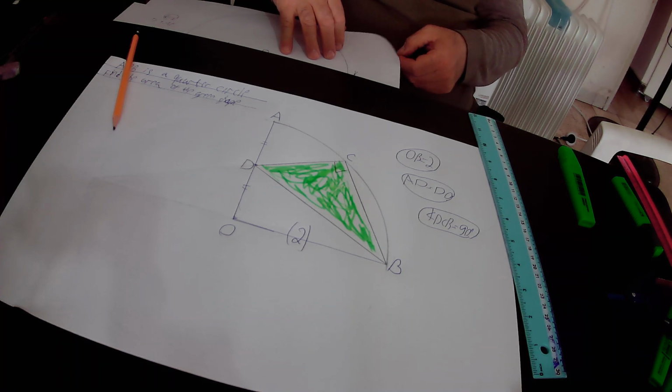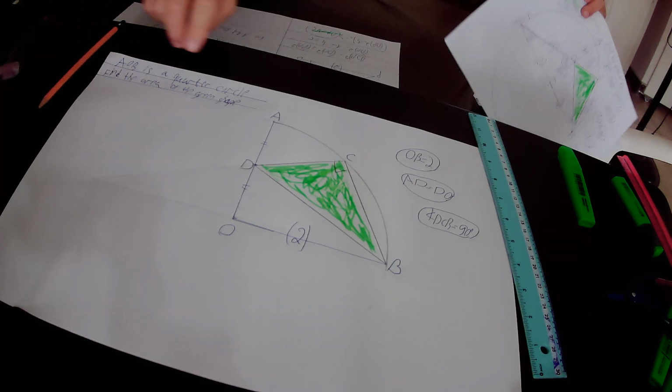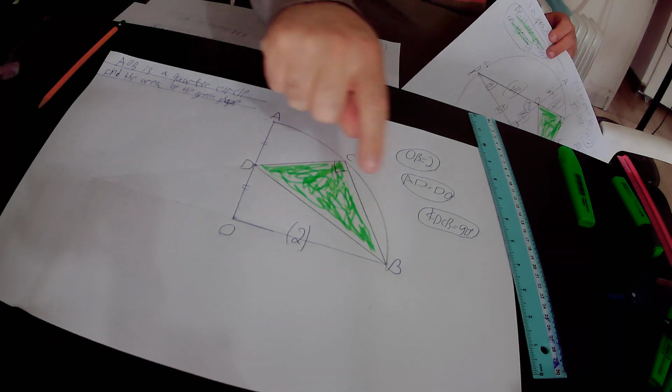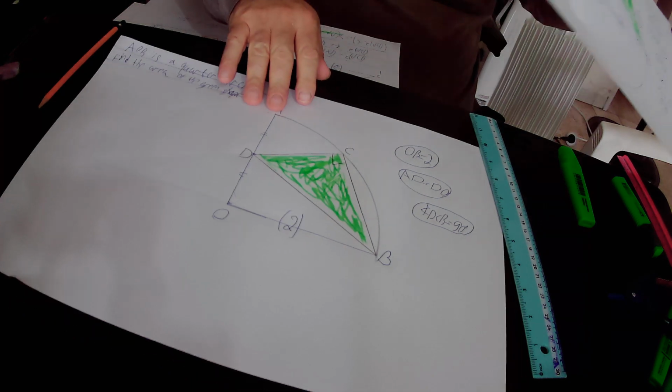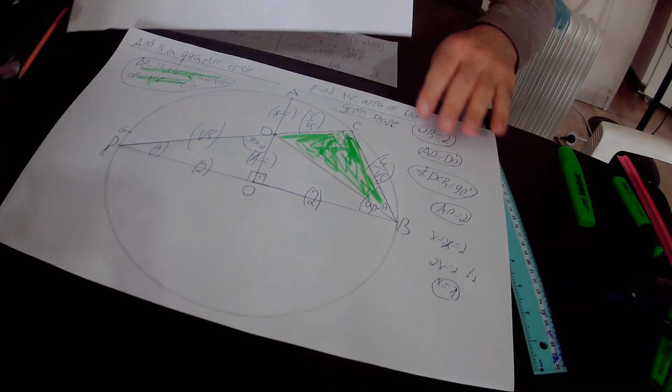So, in the first step, we know that this is angle AOB, and AOB is a quarter circle, and therefore this angle AOB must be equal to 90 degrees in its size. Repeat again.